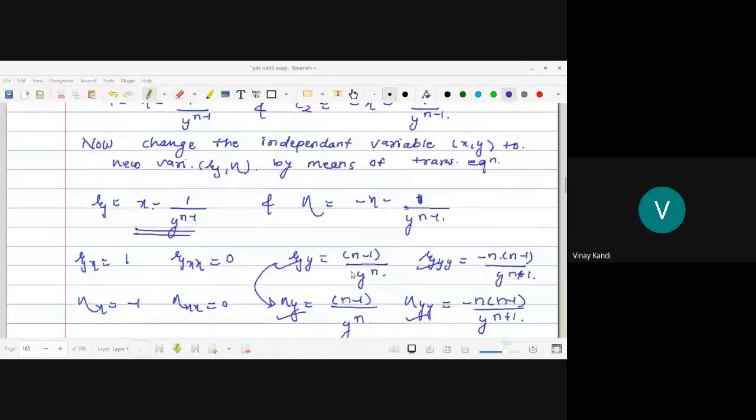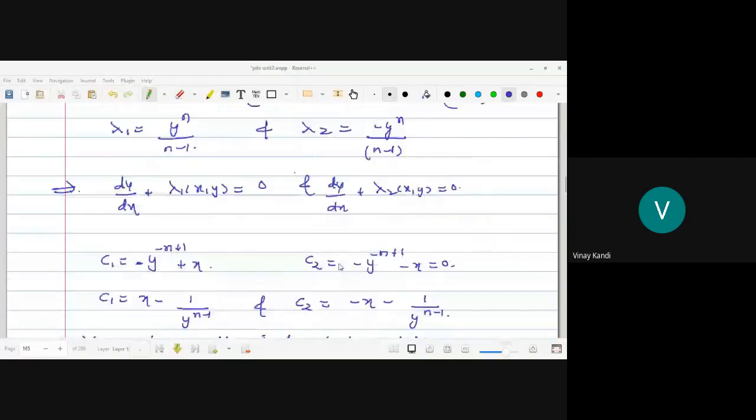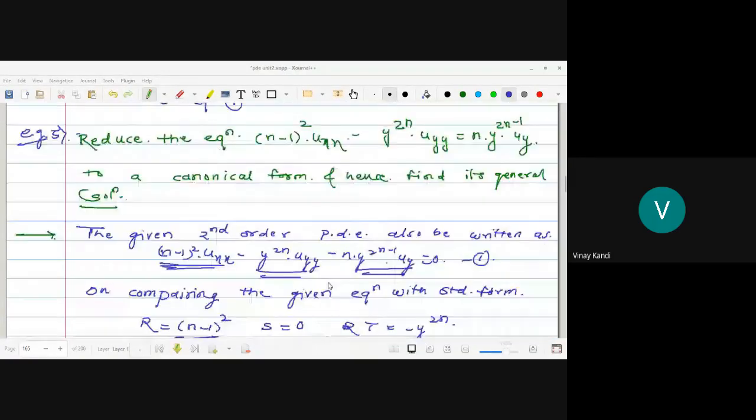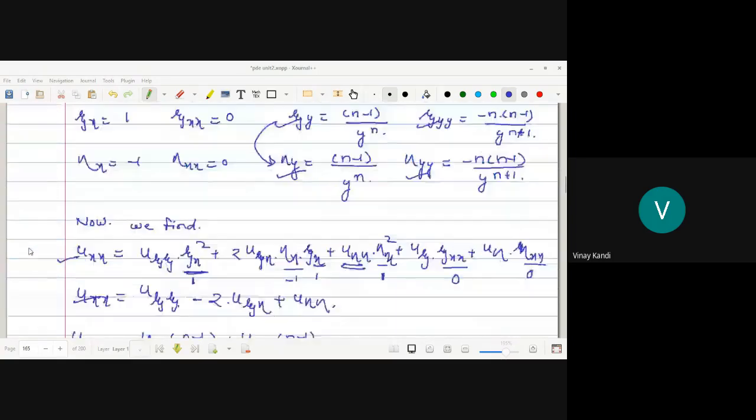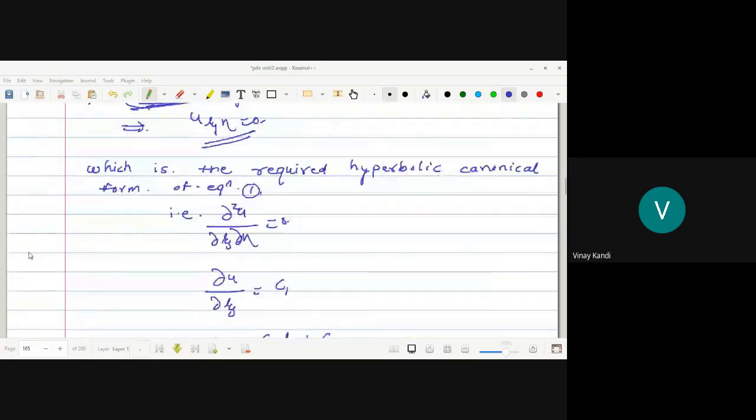Okay. In the previous lecture, we saw some examples. The last one is which one? Reduce the equation (n minus 1) square u eta eta minus y raised to 2n into u y y. That is, u xx minus y raised to 2n into u y y is equal to n into y raised to 2n minus 1 into u y. So there are 5 examples we solved. Now solve these examples in homework.